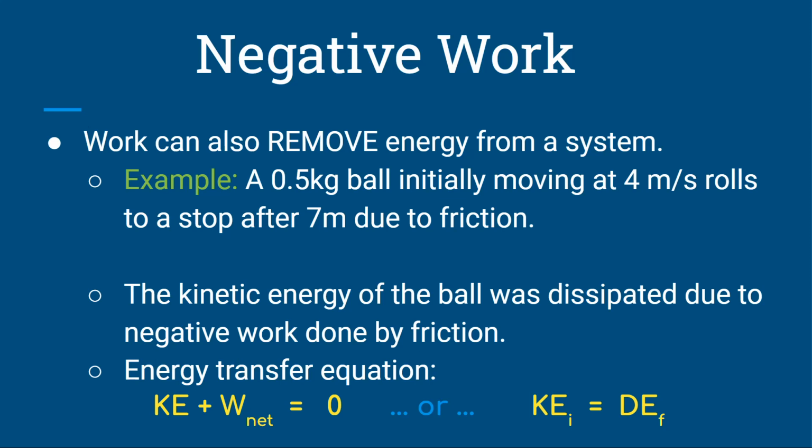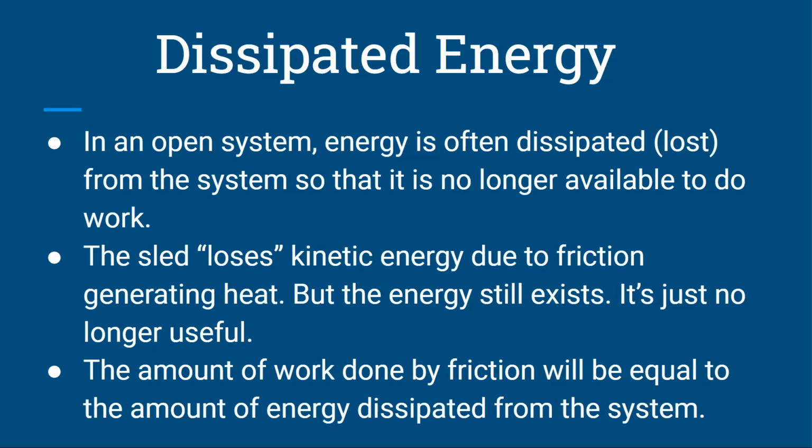Let me give you a better definition. In an open system, energy is often dissipated or lost from the system, so it's no longer available to do work. You could have a sled that loses energy because it slows down. My previous slide was a ball, I think I should change this to ball. But the ball in the previous slide loses kinetic energy due to friction, which would generate things like heat or sound. The energy still exists, it's just no longer useful. And so we say that it's dissipated. The amount of work done by friction will equal the amount of energy dissipated from the system. So again, you will get the same answer no matter which way we phrase the question. You're going to solve for it the same way.